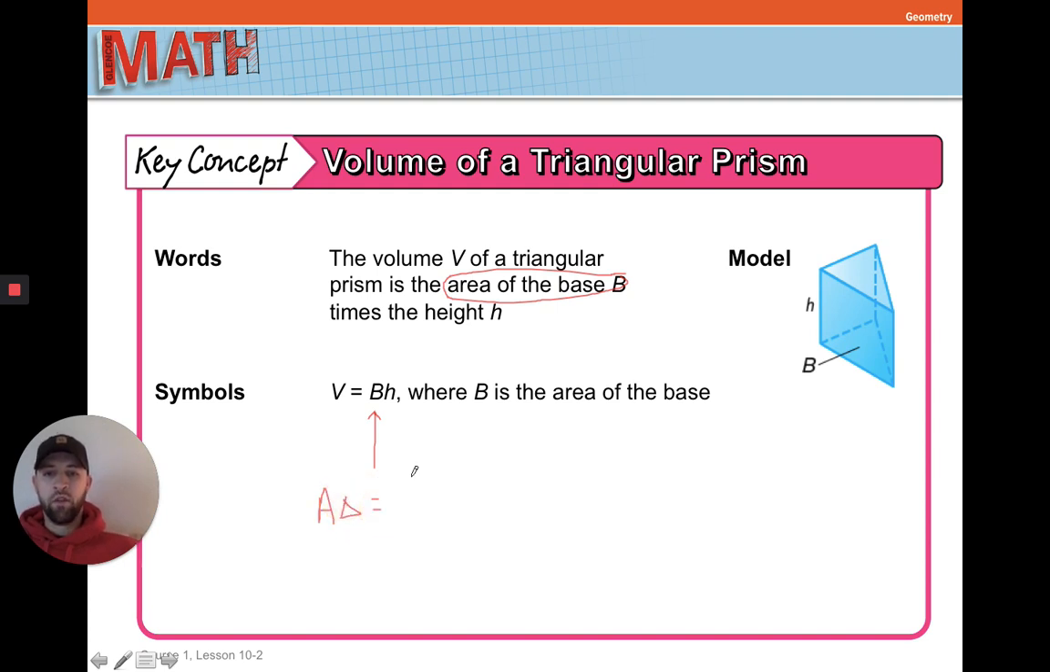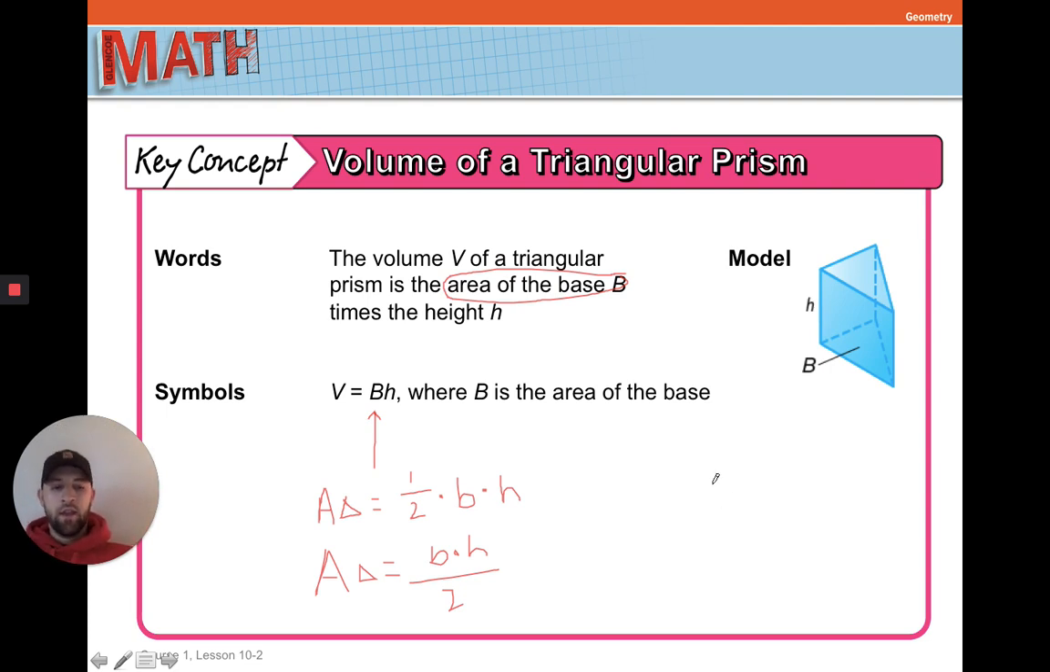The area of a triangle, you use this formula: 1/2 times the base times the height. Or you can use this one: area is equal to base times height divided by 2. Either of those work. And then we'll just take whatever that answer is and multiply it by the height of our triangular prism.